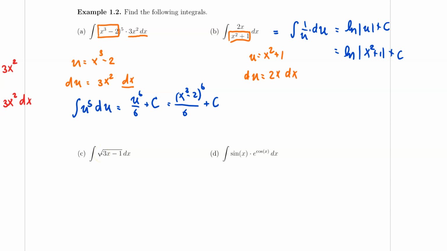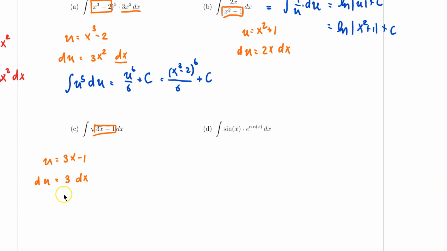So I'm just gonna let my u be the thing inside the square root here. So my u is gonna be 3x minus 1. And my du is gonna be 3. Well, the derivative of 3x is just gonna be 3 dx, right? Notice how we don't see the number 3 in my integral, but 3 is a constant, so that's okay.